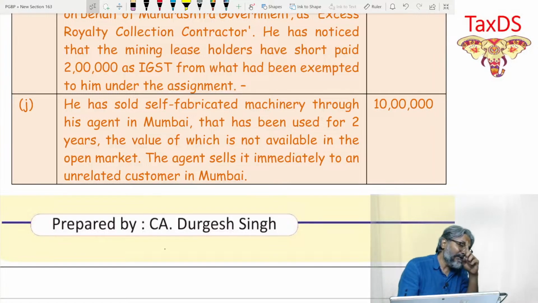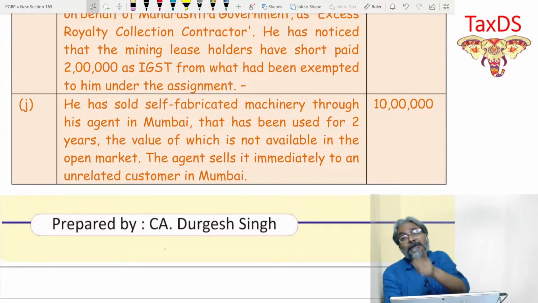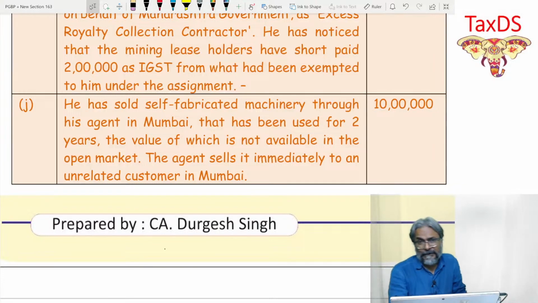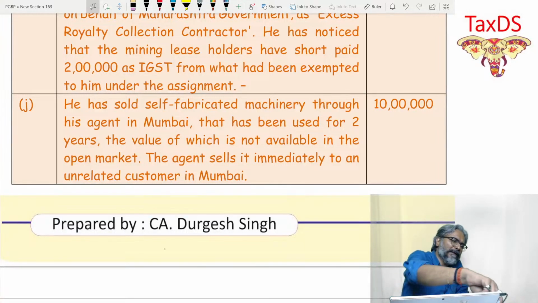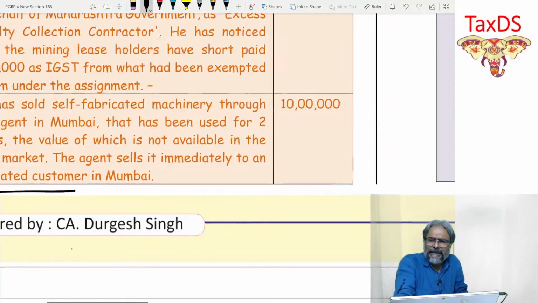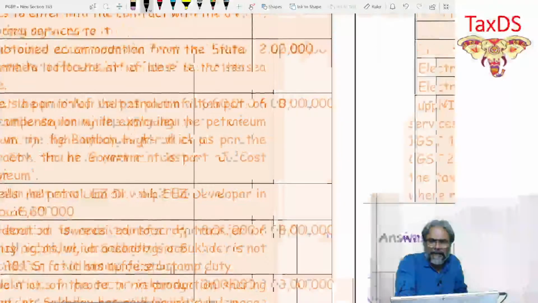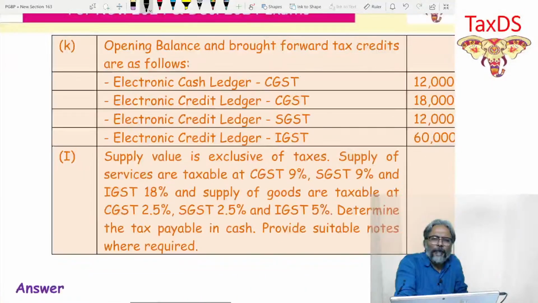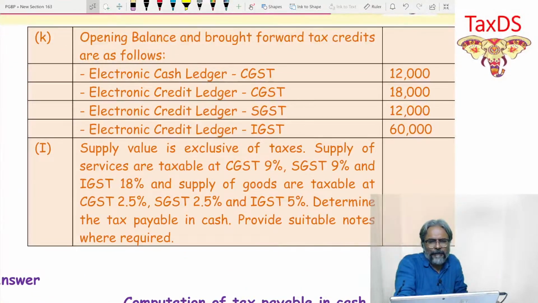The only condition that you have to see for the applicability of this rule is that the agent should be supplying it to an unrelated customer. So obviously, in this context, the question itself makes it very clear. You don't have to put up any assumption. The supply is to an unrelated customer, and therefore 90% would be considered over here. Anyway, opening balance has been given, students, that you will pick up and put in the respective items in this case.